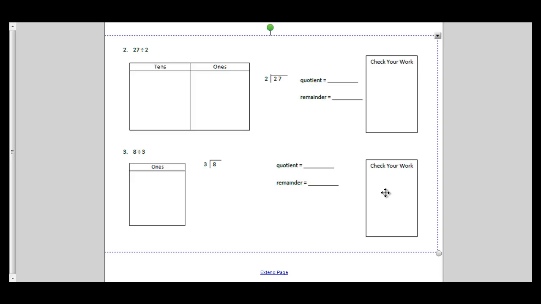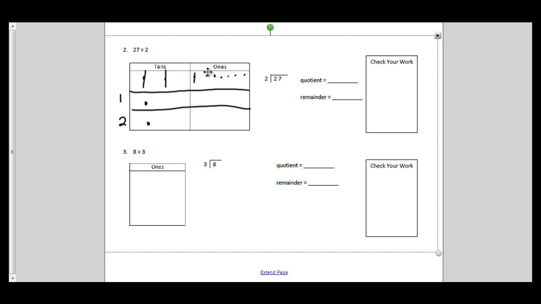All right, let's try 27 divided by 2. So now I'm going to do 2 tens and 7 ones. 1, 2, 3, 4, 5, 6, 7. And I'm going to divide it into 2 groups again. So again, I'm going to count, make sure I've got 2 groups. 1, 2. And then I'm going to divide my tens first. You always start at the greatest place. So I've got 1 ten here and 1 ten here. I have no tens left over. So now I can just go to the ones.